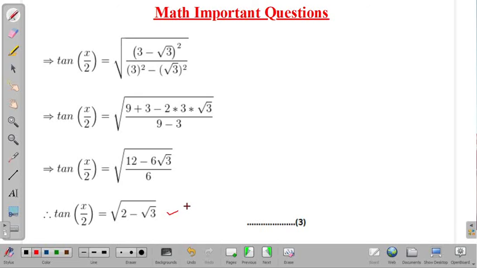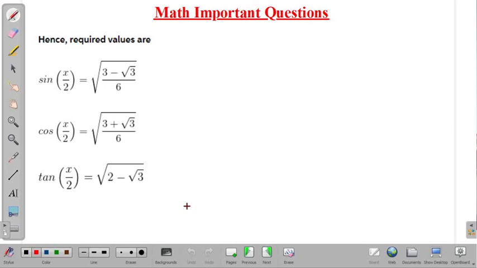Okay, so now we have all the values of sin x by 2, cos x by 2 and tan x by 2. So we can summarize the result as sin x by 2 equal to under root 3 minus root 3 by 6, cos x by 2 equal to under root 3 plus root 3 by 6, and tan x by 2 equal to under root 2 minus root 3. Okay friends, so in this lecture we have discussed one important problem of mathematics from the topic trigonometry.